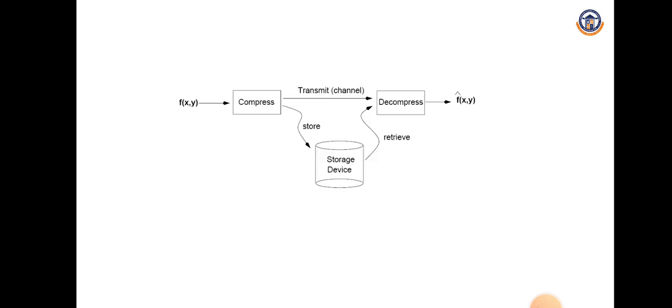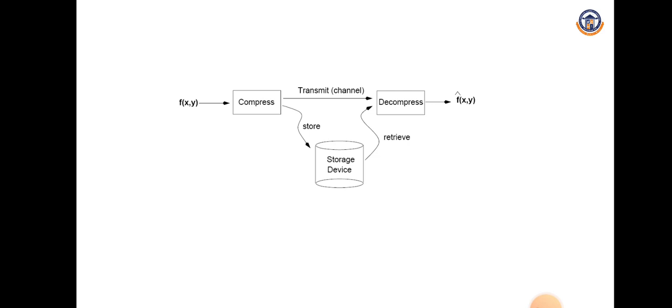Next we go for the block diagram for compression. Here we have 4 stages in the compression block diagram. The first one is f of x comma y, the second one is compression, the third one is the transmission channel, and then the next one is decompression. First, the image which is going to be compressed is given to the compression algorithm, then we transmit the information, then we decompress the image and we get the decompressed image as f cap of x comma y. We can also retrieve the image from storage.